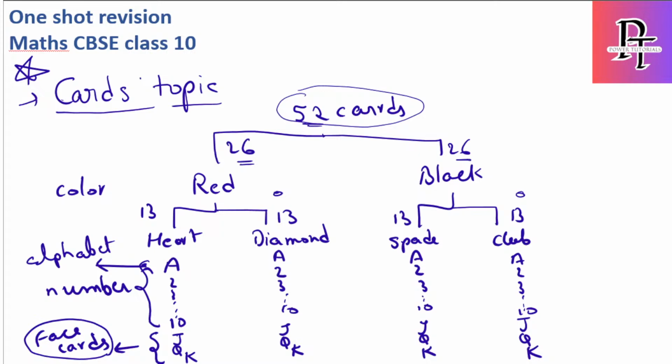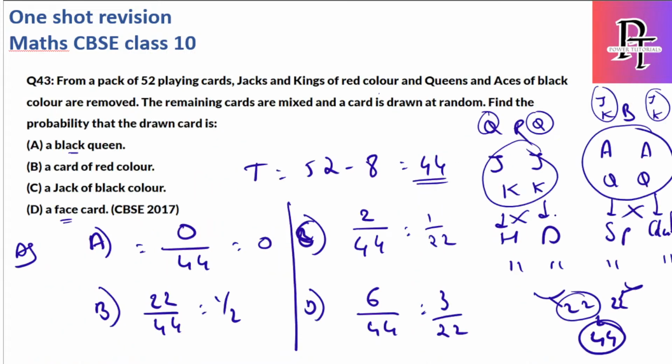Let's move to the next question. In this question they have asked about face cards. The total face cards, as I mentioned, are 3 into 4, so it should be 12. But here already 4 are removed and here 2 are removed, so a total of 6 are removed. So the total face cards remaining are 6. 6 by 44, which is 3 by 22.